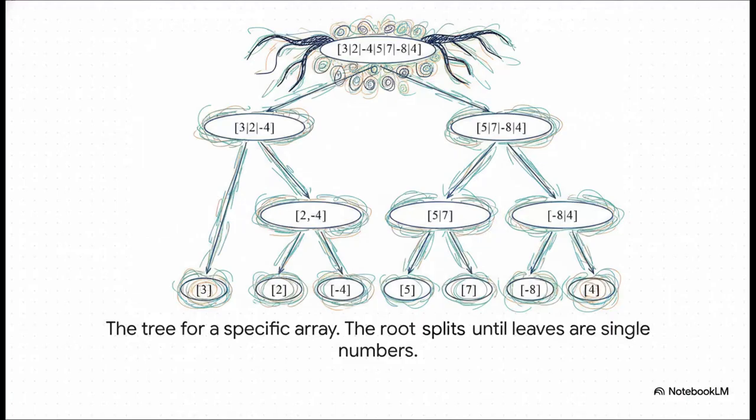So what you're seeing here is a map of the algorithm's work. At the very top, the root of the tree, that's the whole array, the very first call to our function. That call then makes 2 new calls on smaller arrays, and those become its children in the tree. And this process just continues down the line until we hit the very bottom, the leaves of the tree, which are our simple one-element base cases.